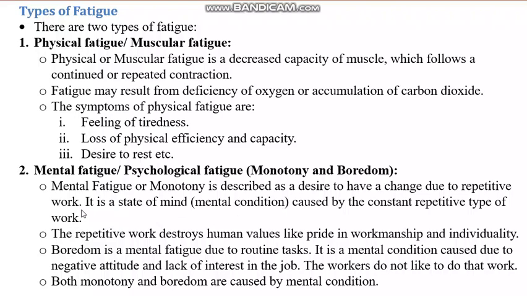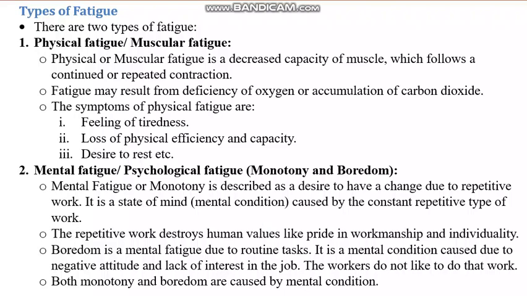If a person is asked to work on the same machine for 8 hours every day, 7 days a week, or he may have one day off, but in some of the companies, because some deadlines are there, they may not even give the day off. Okay, see, thereby the repetitive work, he gets bored. It is a monotonous work. You see, it is a state of mind or the mental condition which is caused by the constant repetitive type of work. Same thing you have to do again and again.